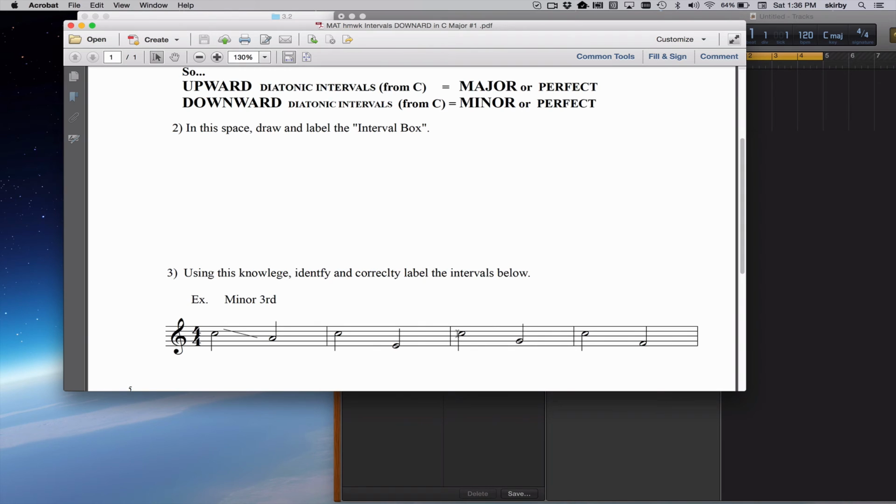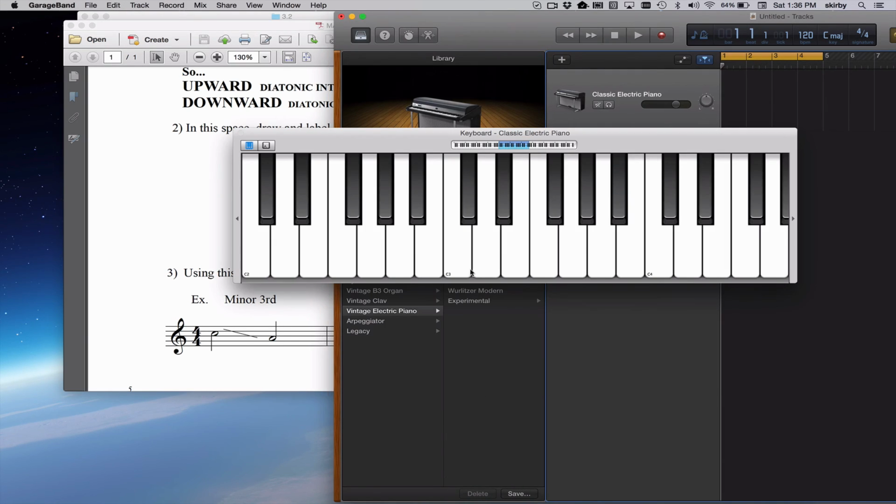Let's do one more. C down to G. And the answer is a perfect fourth.